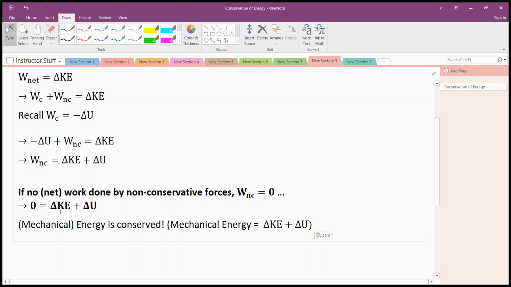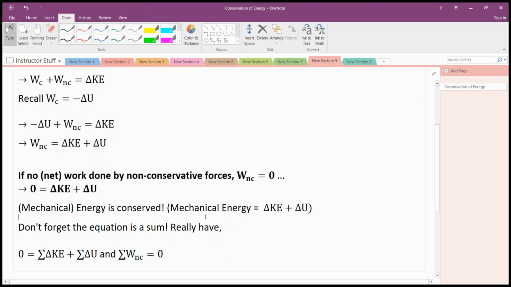You can have kinetic energy changing into potential energy or vice versa, but no energy is being added to our system, no energy is leaving our system. And so we say energy is conserved. More specifically, we say mechanical energy is conserved. The change in kinetic energy plus the change in potential energy is called the mechanical energy. Remember also that this work by non-conservative forces, they could be external forces or they could be internal forces. We need the net work done by them, wherever they are, to be 0 for energy to be conserved.